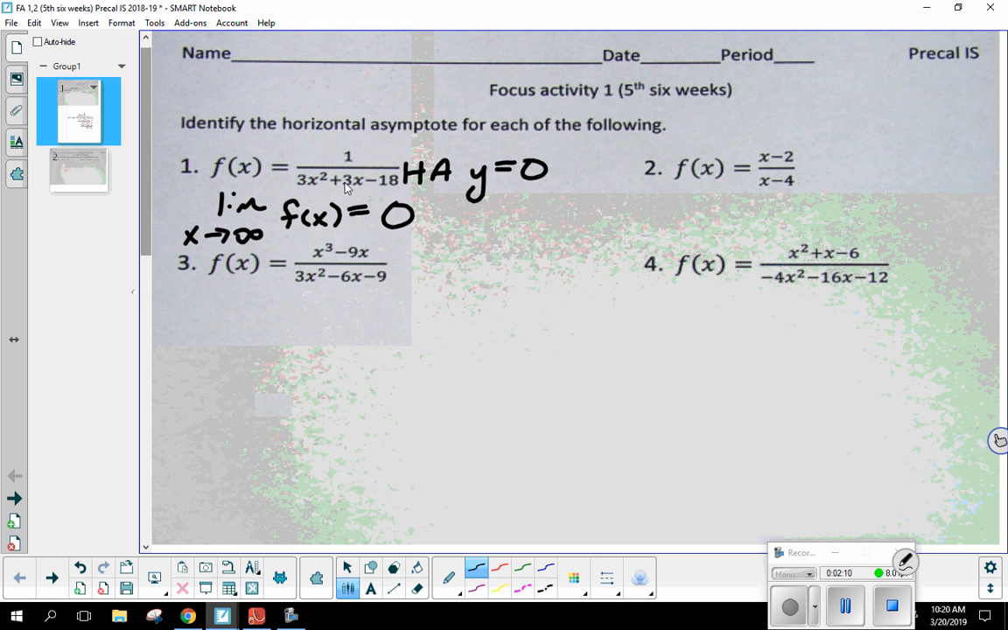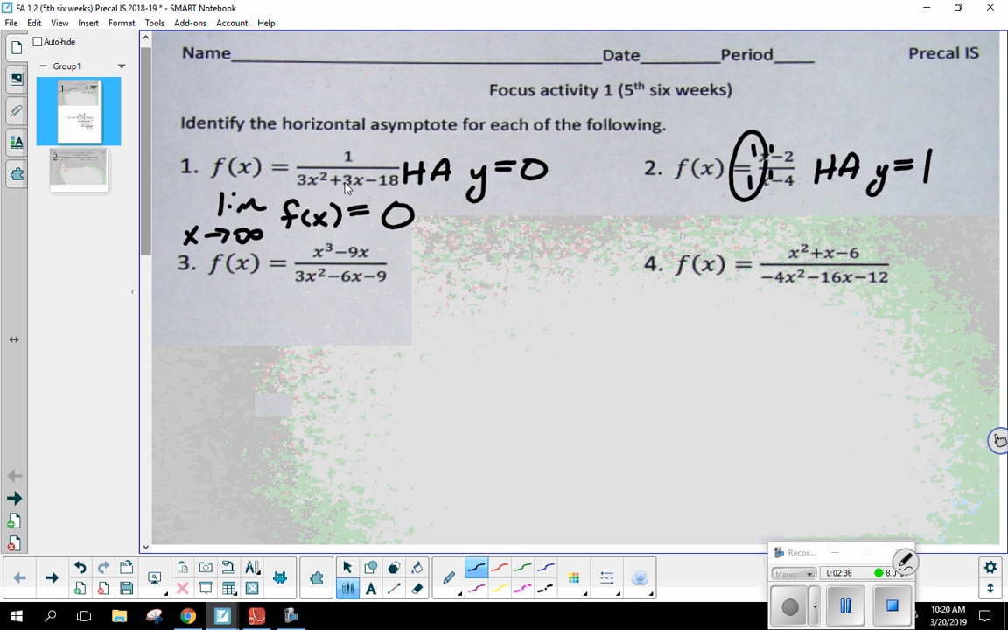Okay. All right, well, let's try number 2. What do you notice about the degrees here? They're exactly the same. What do we do if the degrees are the same? Is that horizontal or slant? It's a horizontal again, so what do I do? There you go. So we have 1 and 1. They're the same degree, so you divide the leading coefficients. So 1 divided by 1 would just give me 1.